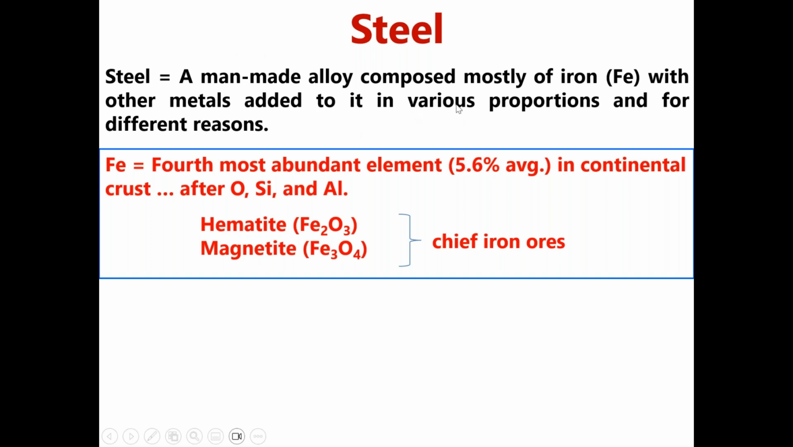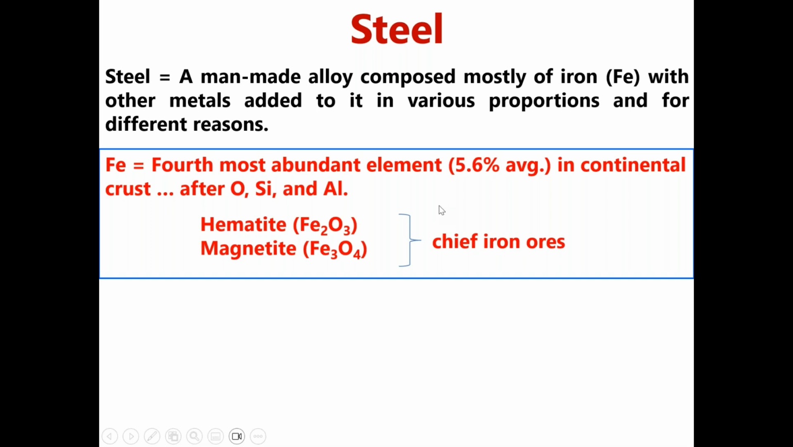So again, the major ingredient in steel is iron, and iron the element is the fourth most abundant element in continental crust, only after oxygen, silicon, and aluminum. Notice I said continental crust. Oceanic crust will have more aluminum, more iron, but we're just referring to continental crust. So the major iron ores from which iron is recovered include hematite and magnetite, and those are both iron oxide minerals. The formulas for each are shown there.